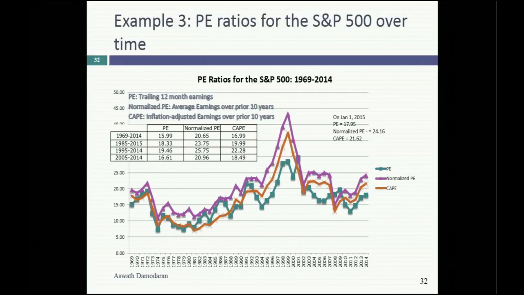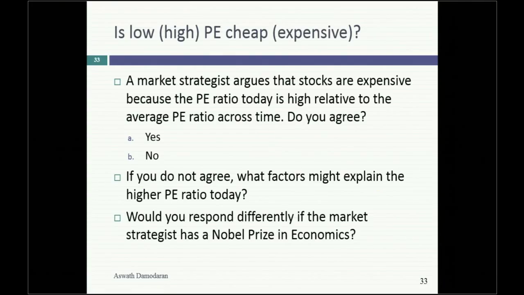So I'm going to play the role of a market strategist, and my only tool is PE. So I look at this graph and say, oh my God, the world's going to end. Stocks are overvalued. The PE ratio today is much higher than the PE ratio over the last 10, 15, 20 years. So I can pick whichever time period scares you the most.